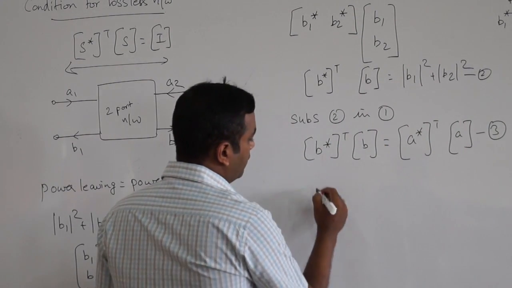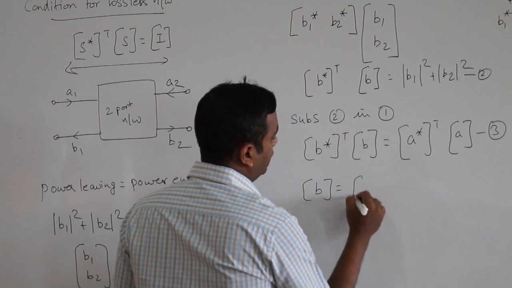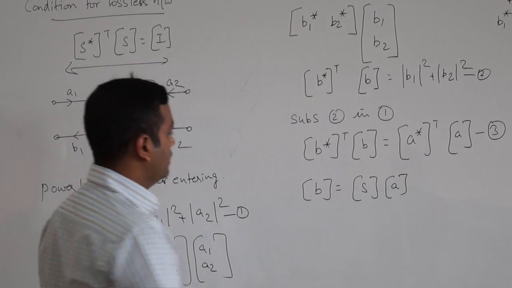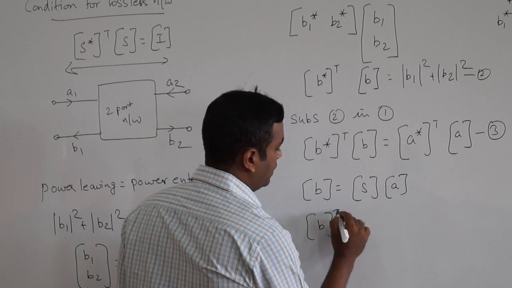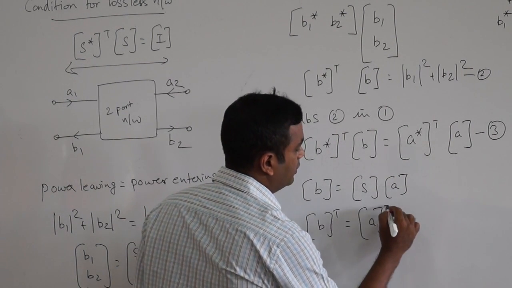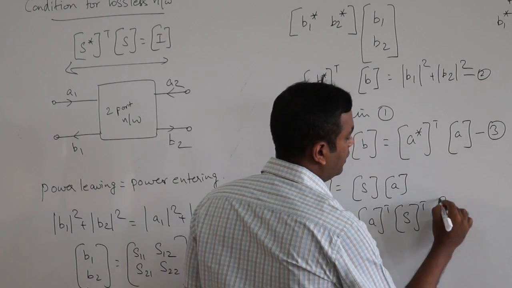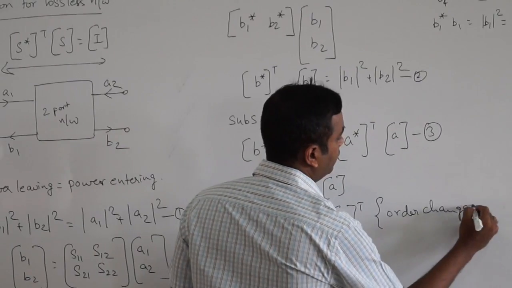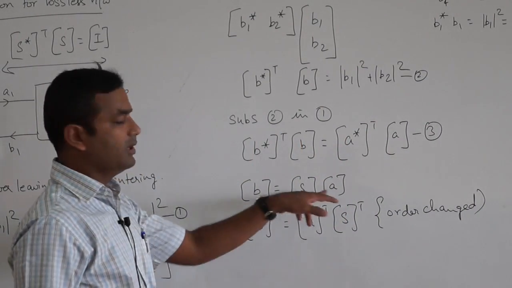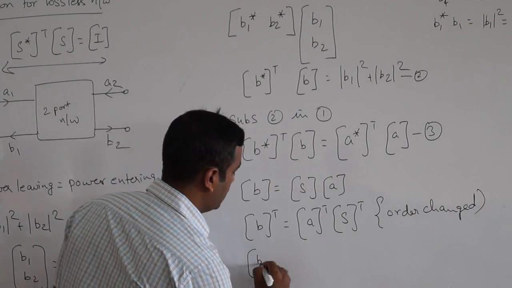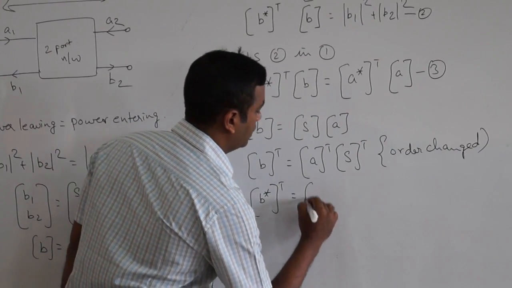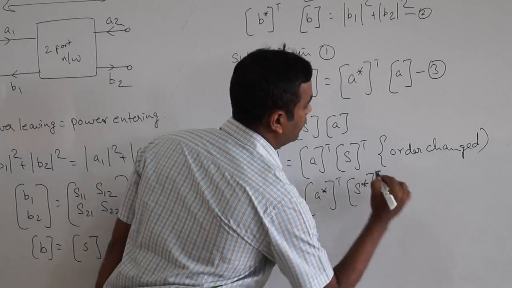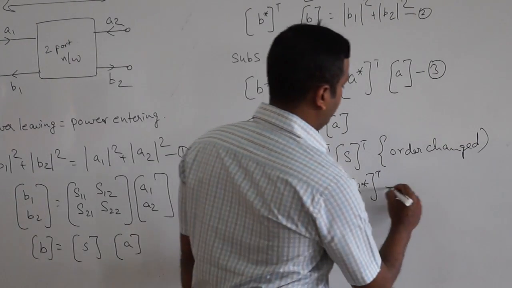Now what is B? B is nothing but S into A. So if you take the transpose, what happens? B transpose is nothing but A transpose into S transpose. You know that when you take a transpose, the order gets changed. So B star transpose will be nothing but A star transpose into S star transpose. Let's call this 4.